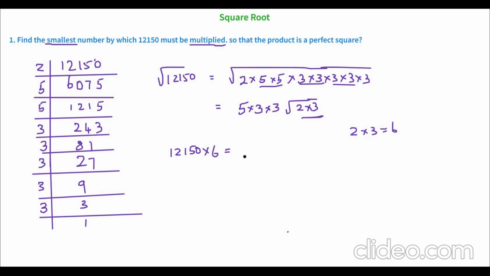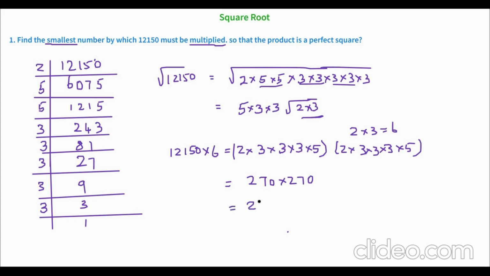We will be having 2 times 3 times 3 times 3 times 5, and then in another group again we will be having 2 times 3 times, there will be 3 3's and 5. How did this come? I have written it from here, 2, and there are 1 2 3 4 5 3's, and then again we are multiplying it with 6. So there are 2 3's here, and then there are 2 2's here. So I'll just group it up for your understanding. So this would become 270 times 270. So the answer is 270 the whole square.